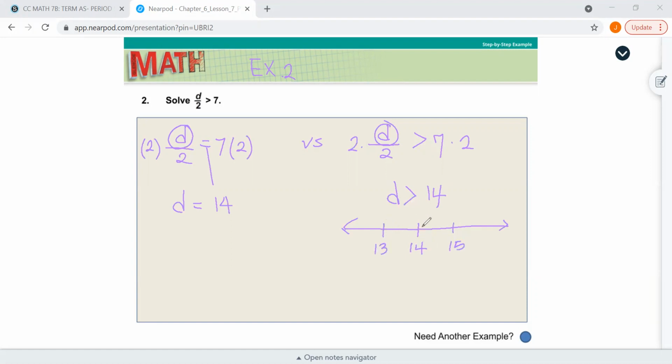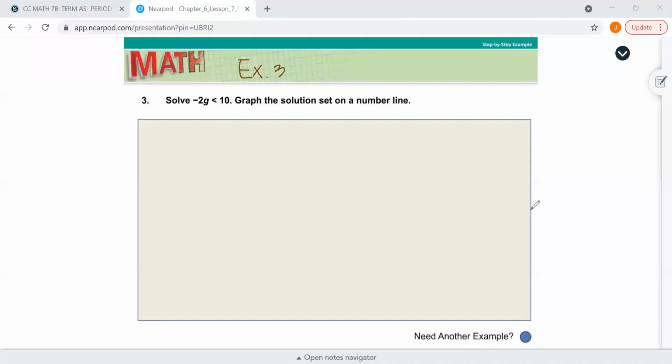And does not have equal sign. So it's open circle. D is greater than 14. So 15 is greater than 14. So you need to shade the right side. So now we're going to take a look at another example here.